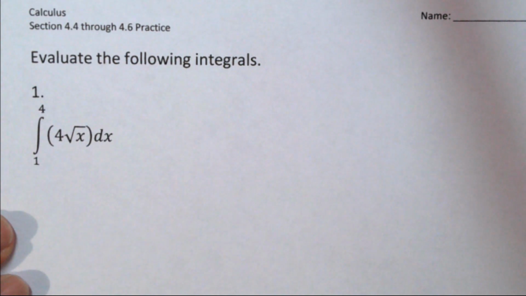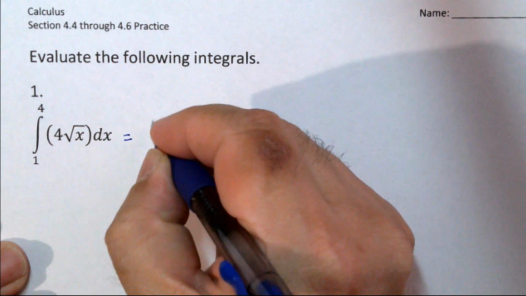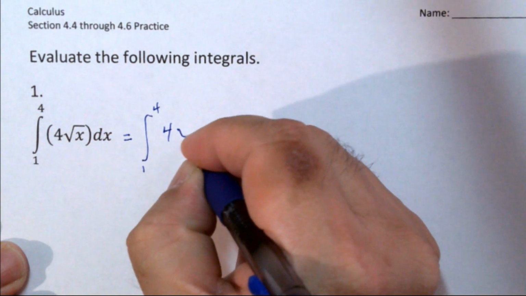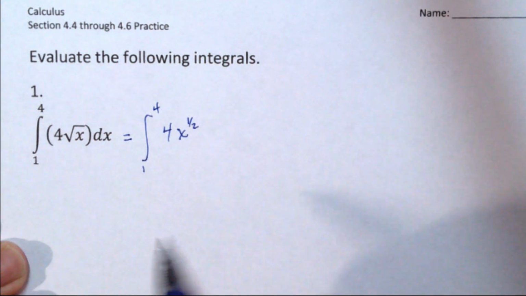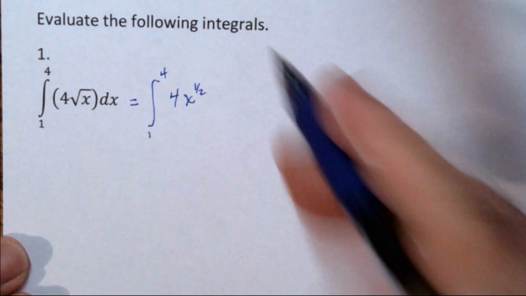All right, this is problem 1. So first thing I want to do is an algebraic rewrite. I'm not taking the integral yet. All I'm doing is rewriting square root of x as x to the 1/2. Now I can use power rule.